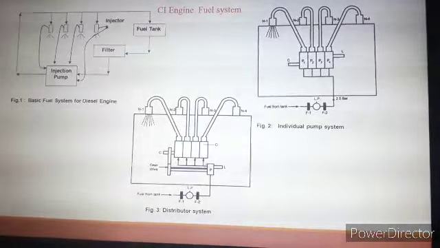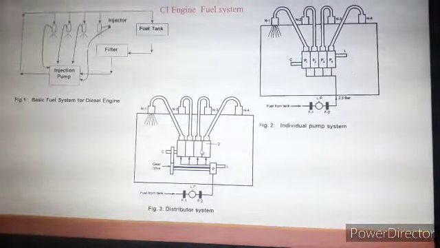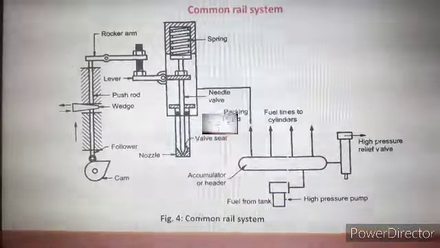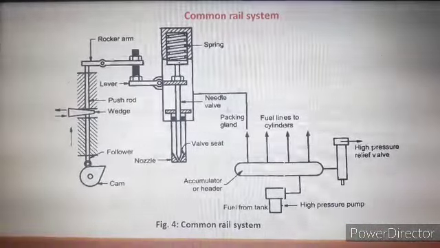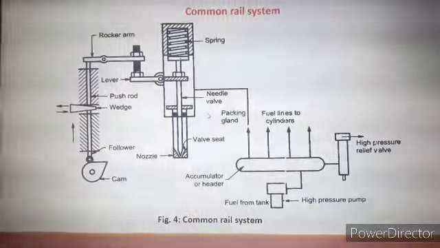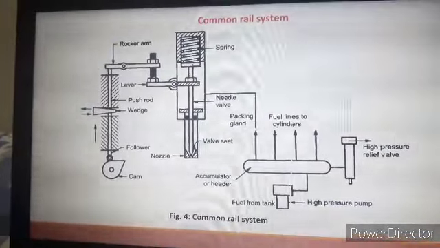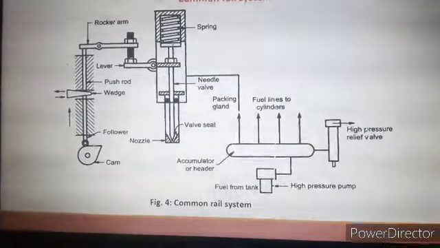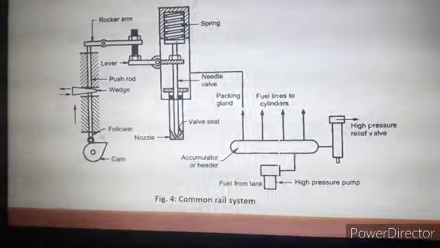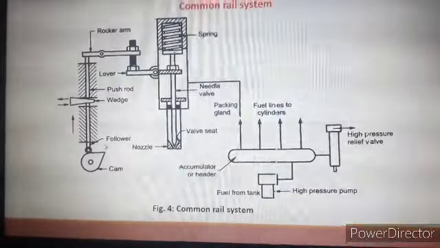Now let us discuss the common rail system. This is the layout of the common rail fuel system. Before we discuss this system, I think you have studied the theory of machines subject in previous trimesters, and in that subject you have studied the cam and follower. So you know the function of cam and follower. So why are these cams and followers used?